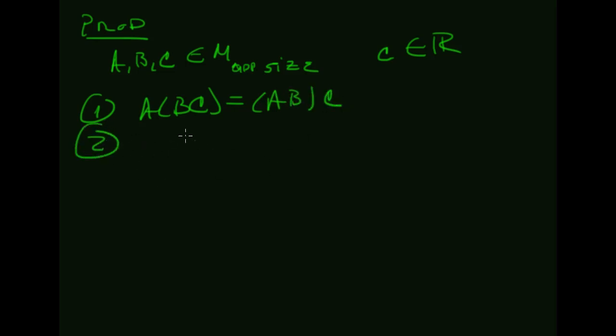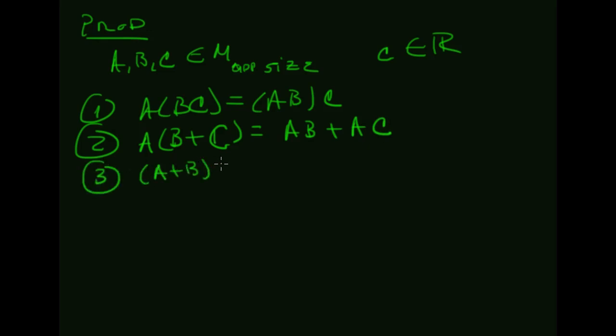so we do get an associative property here. Number 2, we do get distribution on both the left and right hand side. So A times B plus C is equal to A times B plus A times C on the left. And we also get A plus B times C is the same as AC plus BC on the right. Now remember, I have to establish both of those because I do not have a commutative property.